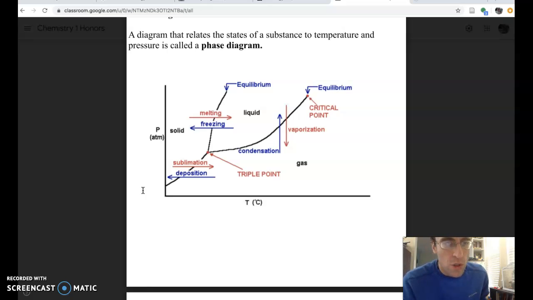Now, you will also notice in the middle there a triple point. That triple point is interesting because that is the specific pressure and temperature in which a solid, a liquid, and a gas can all three coexist together at the same time. That's what you need to be able to describe for your test. Know that this is called a phase diagram and be able to label this, the two equilibrium points, the triple point, plus where the solid, liquid, and gas exist.